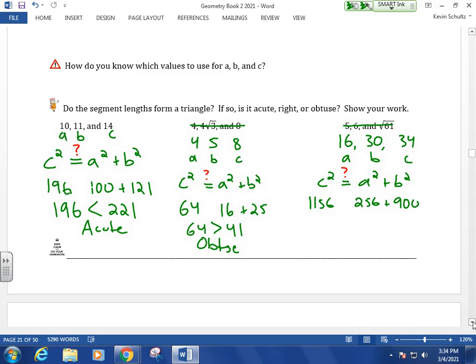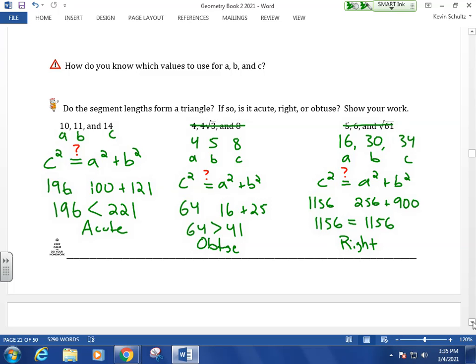And it turns out that 256 plus 900 is equal to 1,156, making these two values equal. And since C squared is equal to A squared plus B squared, we know that this triangle with these side lengths, not only is it right, it's a Pythagorean triple, right? Because they're all integer values or whole number values there.